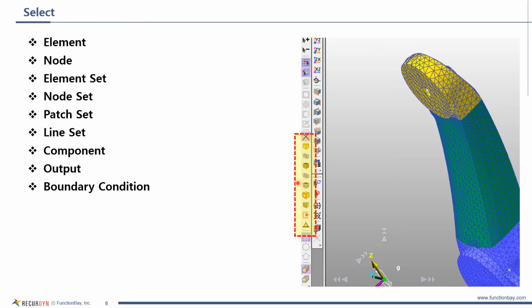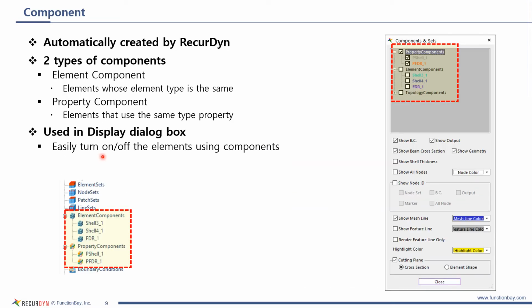For those who are not familiar with the entity called component, let me explain about it on the next page. Component is an entity that is automatically created in RecurDyn. This special entity does not affect the simulation at all. It is used only in the display dialog box.